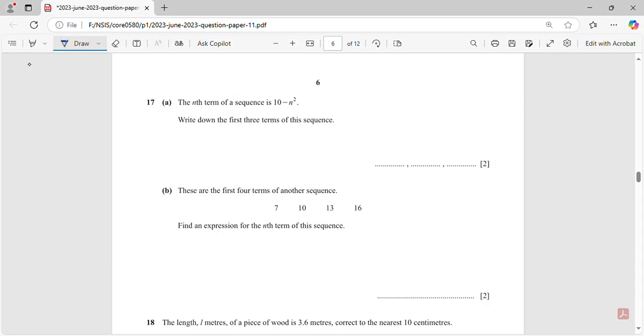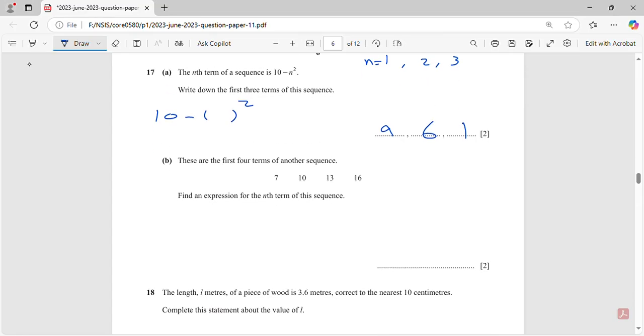Number 17. The nth term of the sequence is 10 minus n power 2. Write down the first three terms of this sequence. Each time we put n as 1, then 2, then 3, to get the first terms. I'll use the calculator. 10 minus 1 power 2 is equal to 9, right? Then 10 minus 2 power 2, 2 power 2 is 4, so 10 minus 4 equals 6. 10 minus 3 power 2, which is 9, gives 1. On the calculator, you type 10 minus, open a bracket, power 2. Each time you change the number: 1, then 2, then 3, and keep track so you don't get confused.